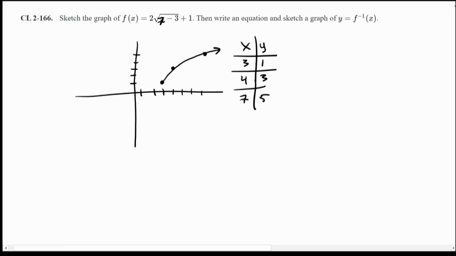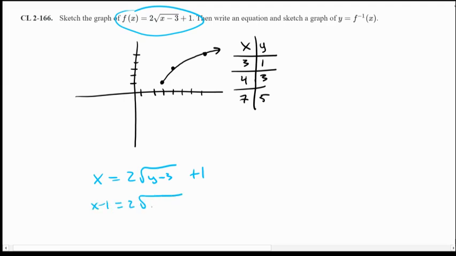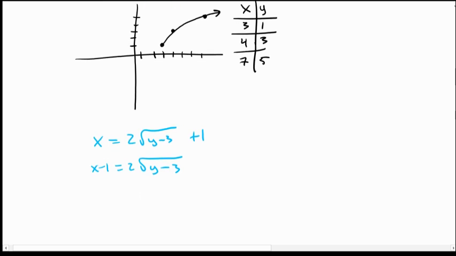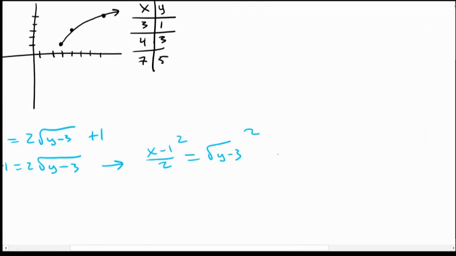And now for the equation, I'm going to go ahead and find the inverse. So to do that, I'm going to switch x and y and then solve. So subtract 1 from both sides, divide by 2 from both sides. So I get (x minus 1) over 2. I'm going to square both sides so that it gets rid of that square root, and that becomes ((x minus 1) over 2) squared. And then I add that 3 over it to get my final inverse.